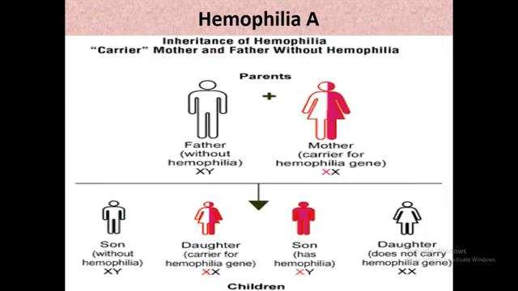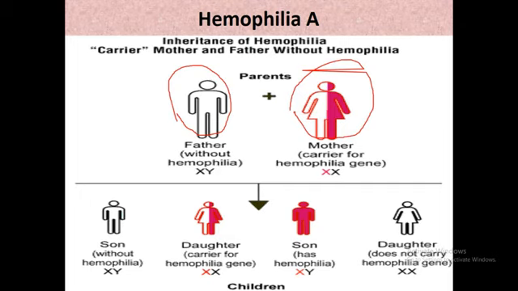Hemophilia A, inheritance of hemophilia: carrier mother and father without hemophilia. So here the father is without hemophilia, and the mother is a carrier of hemophilia. Hemophilia is an X-linked disorder. In the female there are 2 X chromosomes, so even if one X chromosome is defective, the other one is normal. So females are almost always carriers for this hemophilia disorder.